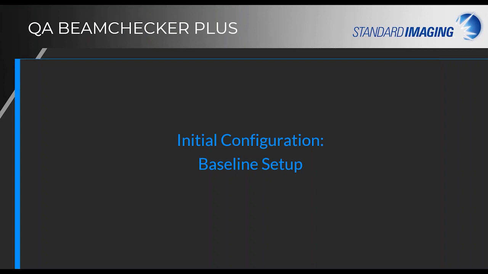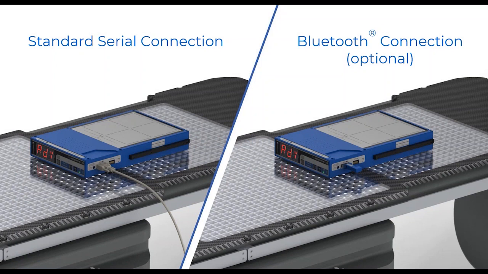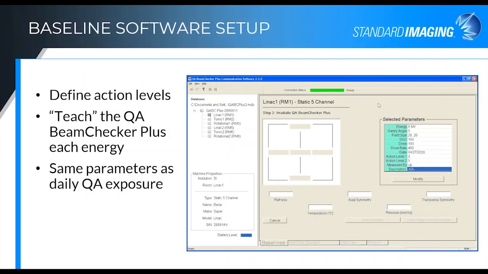Well, let's go through what that initial configuration and baseline setup might look like briefly. So you simply would set the device on the treatment couch, and either you can hook it up through a standard serial connection to the computer to run the software, or there is also a Bluetooth optional connection available. And I'll go through the setup exactly how that happens during the morning QA run in just a few screens. This is what that software baseline setup would look like as an example of the screen. So remember, you're essentially just defining what that specific beam looks like. So this is a few screens through.